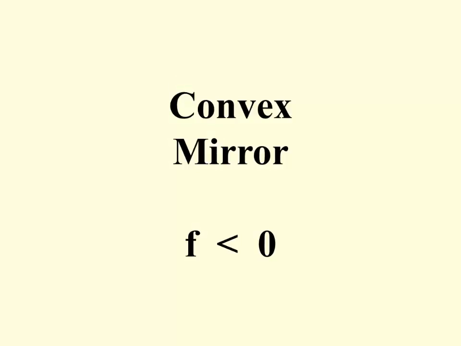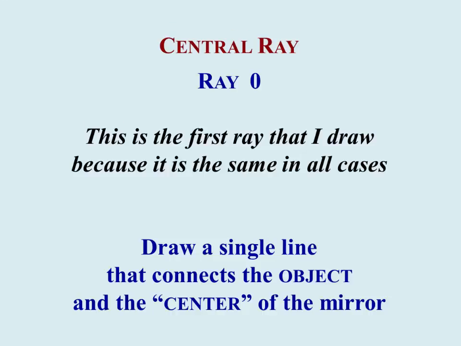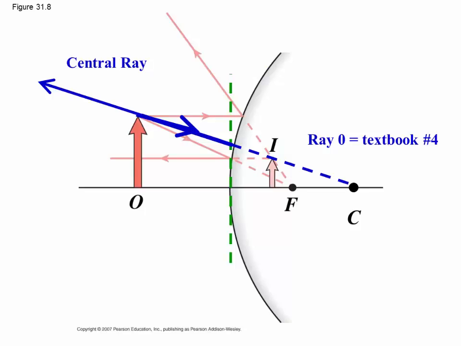For a convex mirror, where the focal length is negative, several of these functions are reversed from what they are in the concave mirror. Ray 0 is the same, and that's why I always draw it first. It's always the same no matter what kind of mirror you've got, or for that matter, what kind of lens you've got. So you draw a line that connects the top of the object with the center of curvature of the spherical mirror and emphasize the arrow that's going out after the ray bounces off the mirror.